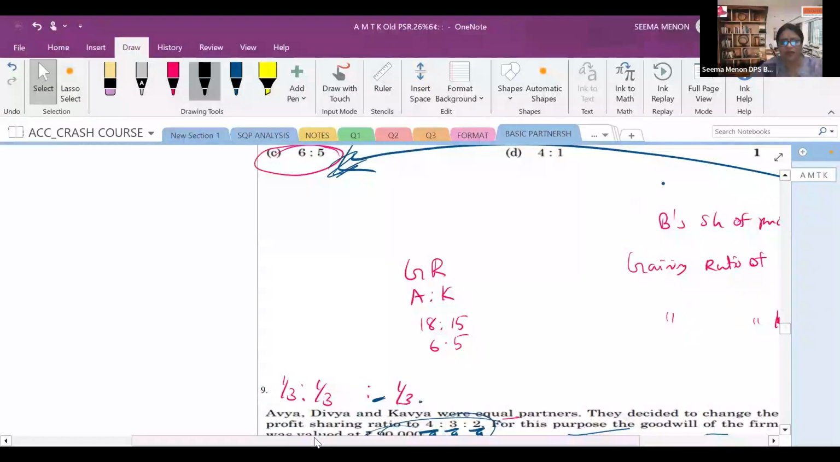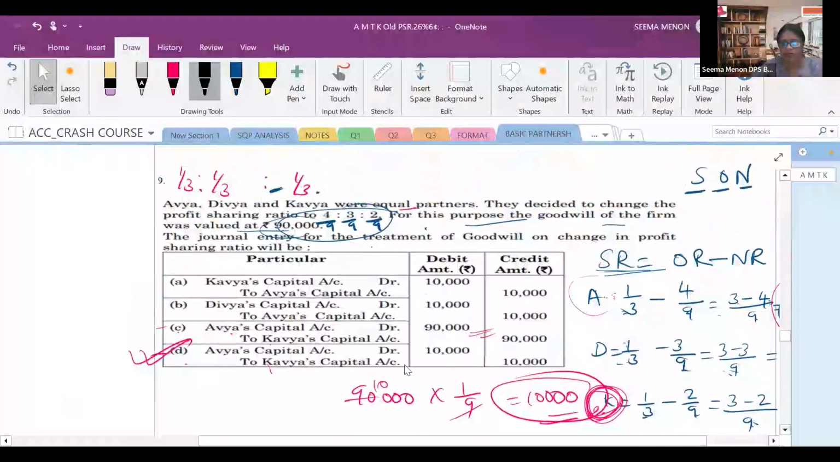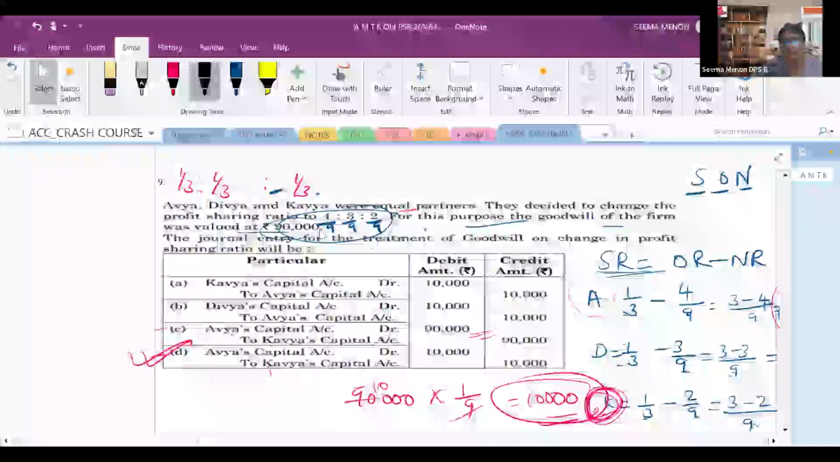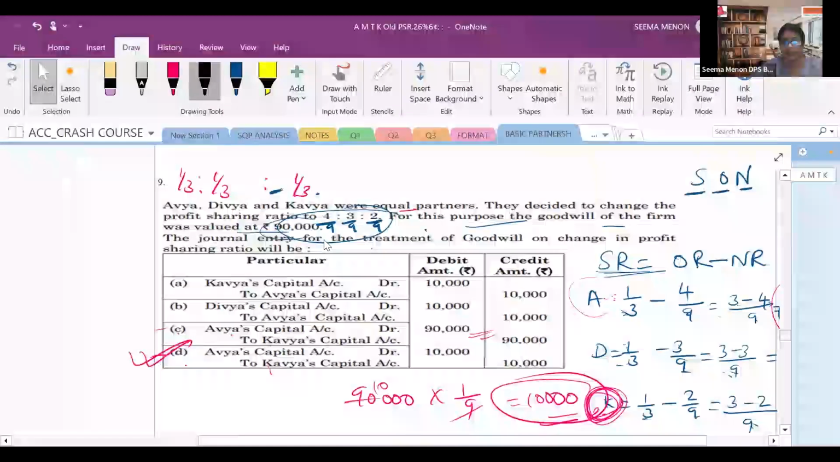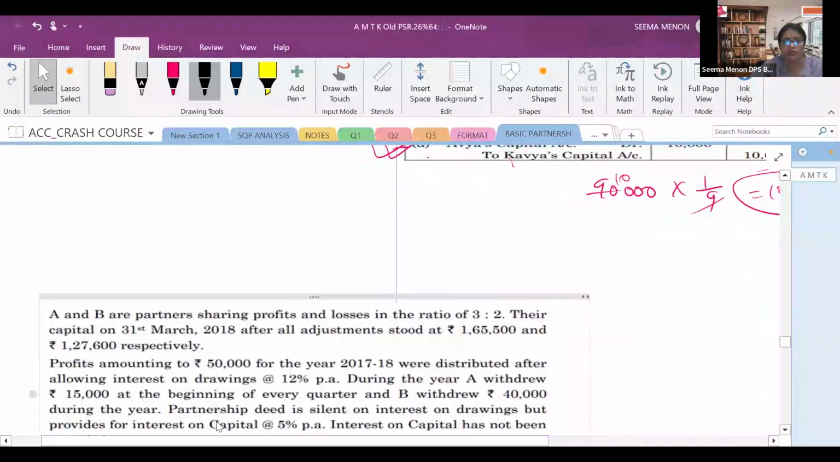Okay. Now we are moving ahead with the next question. That is again a one marker question on the adjustment of the new ratio and the goodwill also. So new ratio, old ratio, both are given. This is the case of change in PSR. Change in PSR means goodwill will always be adjusted through their sacrificing ratio. The sacrificing partners will be credited and the gaining partners will be debited. So we are moving ahead into the next question. Let's go to the next question.